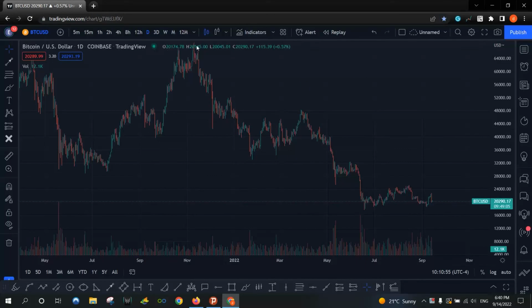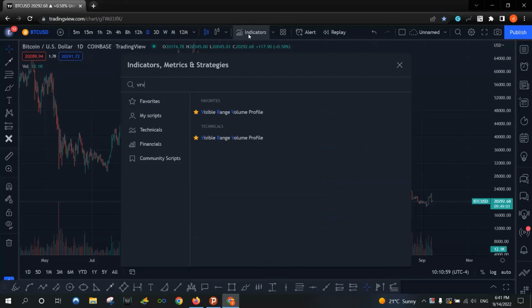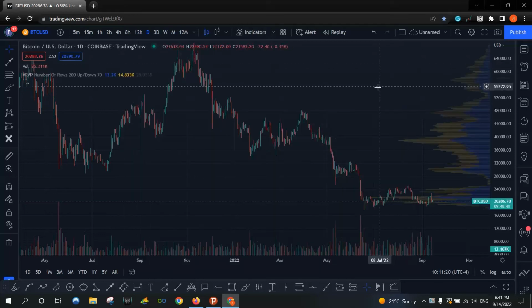For that, you can go to the indicators and type VRVP, visible range volume profile. This is on the pro version of TradingView, so you cannot find it in the free version, but don't worry, I will give you another indicator which is completely free. Now let's jump into that. I'm clicking on it and adding it to the chart.